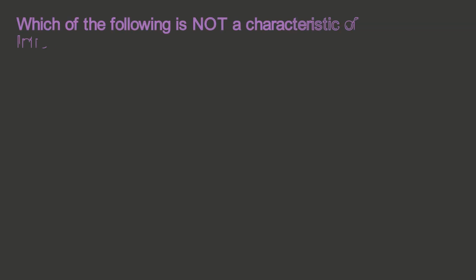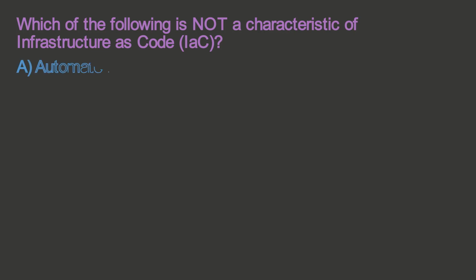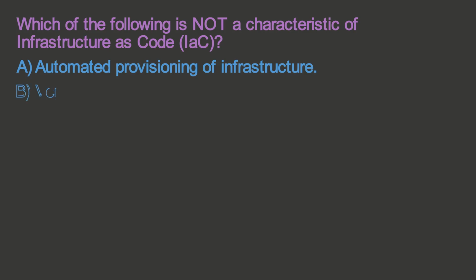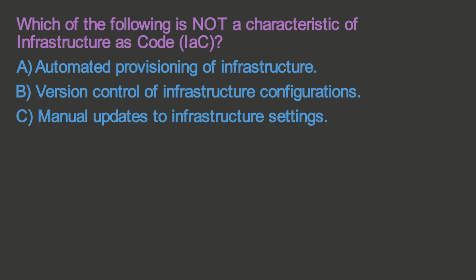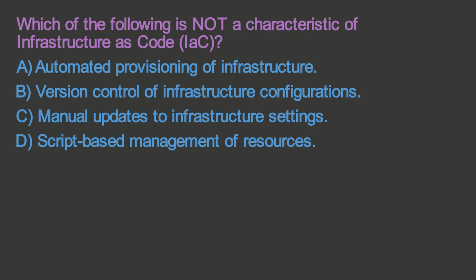Which of the following is not a characteristic of infrastructure as code, IaC? A. Automated provisioning of infrastructure. B. Version control of infrastructure configurations. C. Manual updates to infrastructure settings. D. Script-based management of resources.